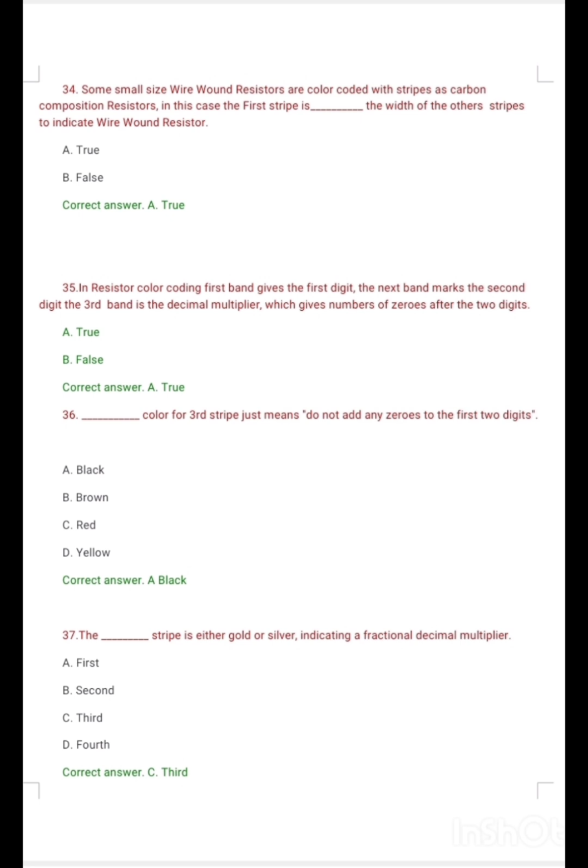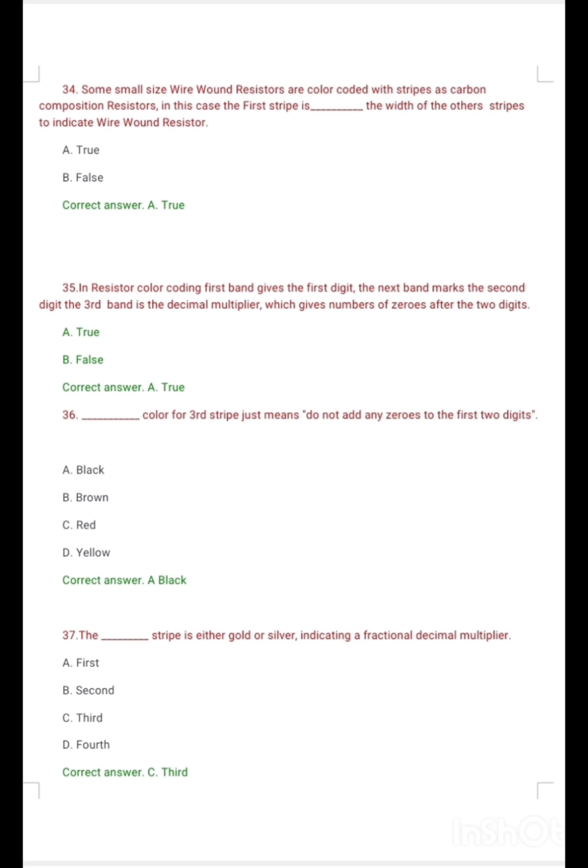34. Some small-size wire-wound resistors are color-coded with stripes as carbon composition resistors. In this case, the first stripe is with the width of the other stripes to indicate a wire-wound resistor. A. True. Answer: A, true.